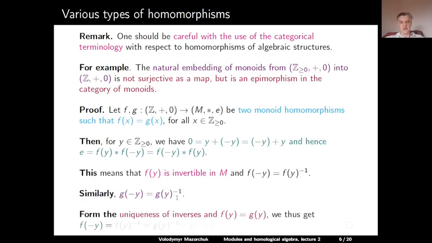Since the inverse is unique, and we have assumed that F of y is equal to G of y because y is a non-negative integer, we have that F of minus y is equal to F of y inverse, which is G of y inverse because F of y is equal to G of y and the inverse is unique, and this is equal to G of minus y. So F and G also coincide on minus y. So they coincide on all elements of Z.